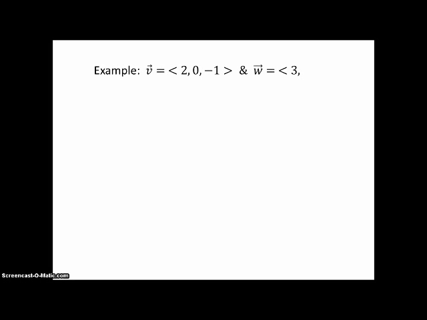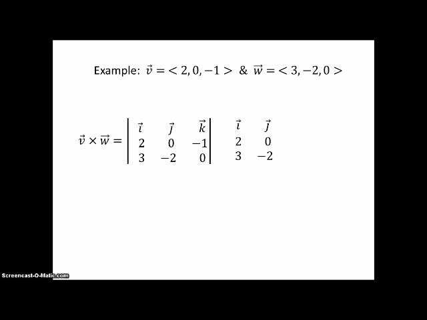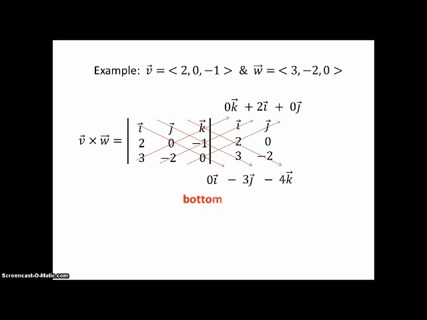Here's an example with numbers. Let's find the cross product of these two vectors. So there's our initial determinant by definition. You put i, j, k on the top, v along the second row, and w along the third row. Copy the first two columns and multiply. That's 0i, negative 3j, negative 4k. Then the other diagonals upward, no k, 2i, 0j, and then it's the bottom minus the top.